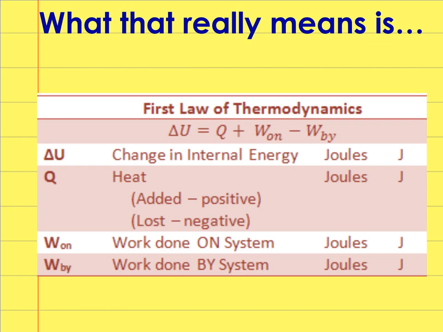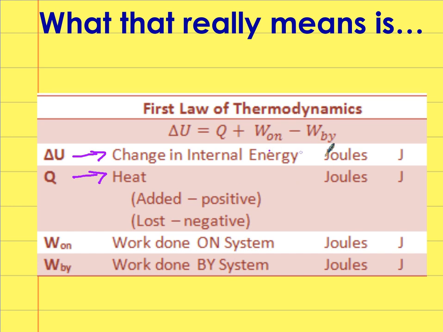Now, what does this really mean? Okay, let's look at the first law of thermodynamics. Now, I have rewritten the first law just a little bit. All right, and that is delta U, or the change in internal energy, is equal to Q. And you remember Q is the heat, plus the work done on minus the work done by.